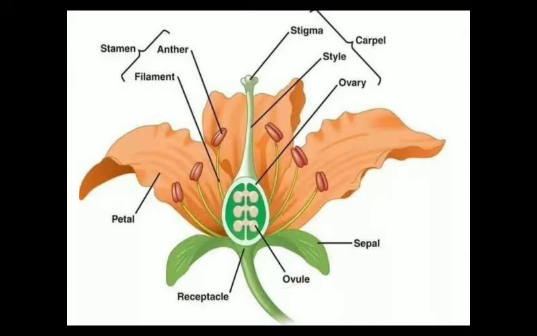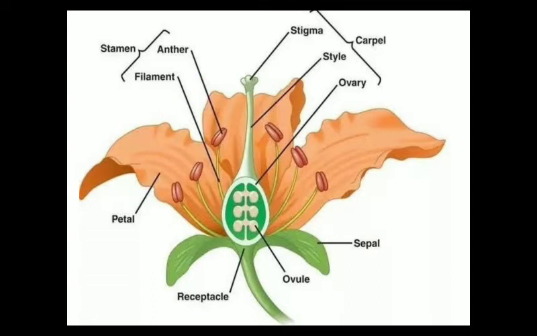Similarly, the male reproductive part of the flower, which is the stamen, consists of two parts, anther and filament. This structure is known as anther, which contains the male gametes, the pollen grains. Pollen grains remain present inside the anther, and this stalk-like structure is known as filament.